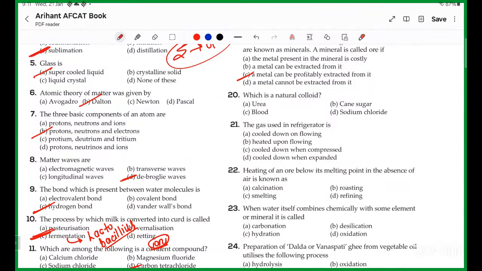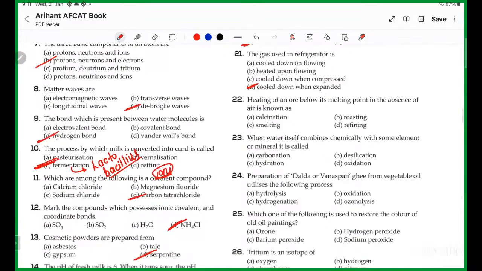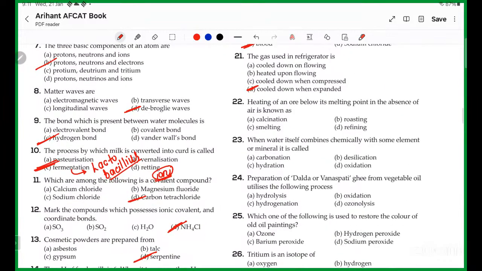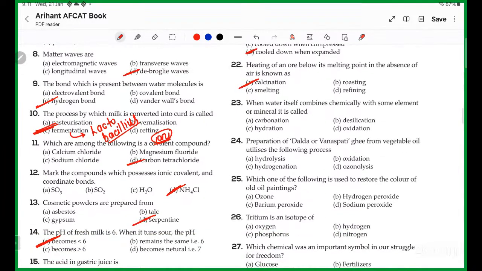Which is a natural colloid? Lead is a natural colloid. The gas used in a refrigerator cools down when it expands. Heating of an ore below its melting point in the absence of air is known as calcination. When water combines chemically with some element or mineral, it is called hydration.